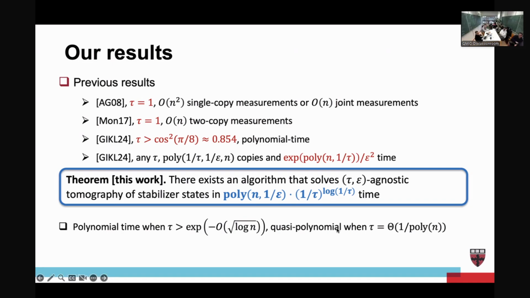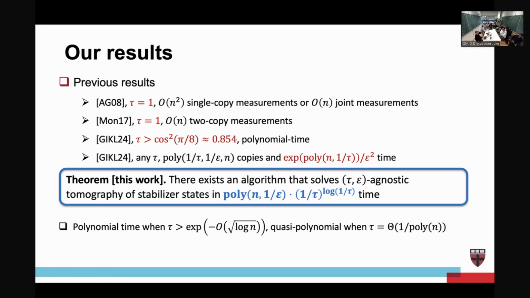And this works for any tau, right? Sorry? This would work for pretty much arbitrary choices of tau. Is that right? Yeah, for any tau, the algorithm always works. I'm just saying, when tau is larger than this threshold, the algorithm uses polynomial time. Wonderful. Yeah, and when tau is inverse polynomial, then this algorithm is quasi-polynomial.